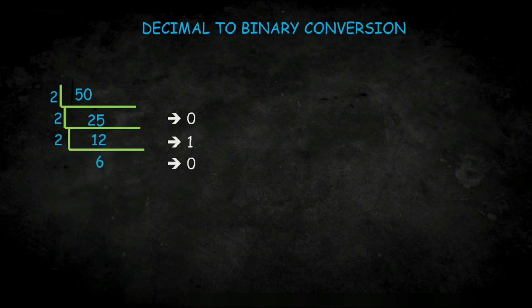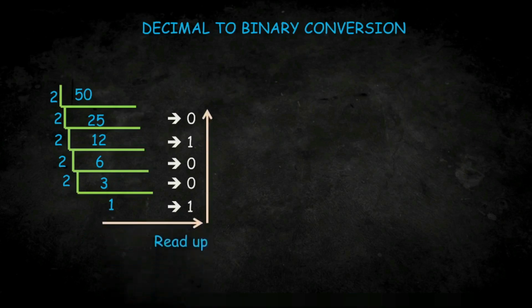So again divide this 12 by 2, which will return 6 as the quotient and 0 as the remainder. Now divide this 6 by 2 and now we have 3 as the quotient and 0 as the remainder. Again divide this 3 by 2, then we will get 1 as the remainder and 1 as the quotient. So we got our quotient as 1, which means we need not divide it further. And we need to note down the answer in this manner. So the answer will be 110010, and each of these digits is known as a bit.